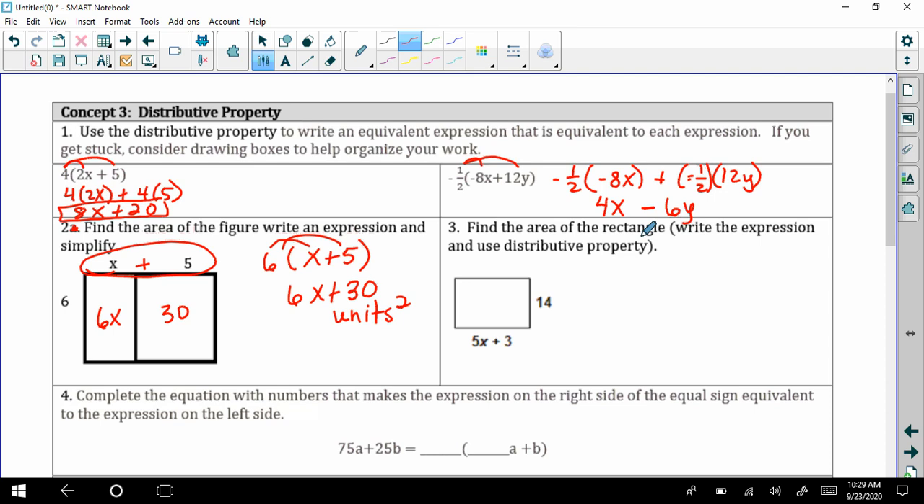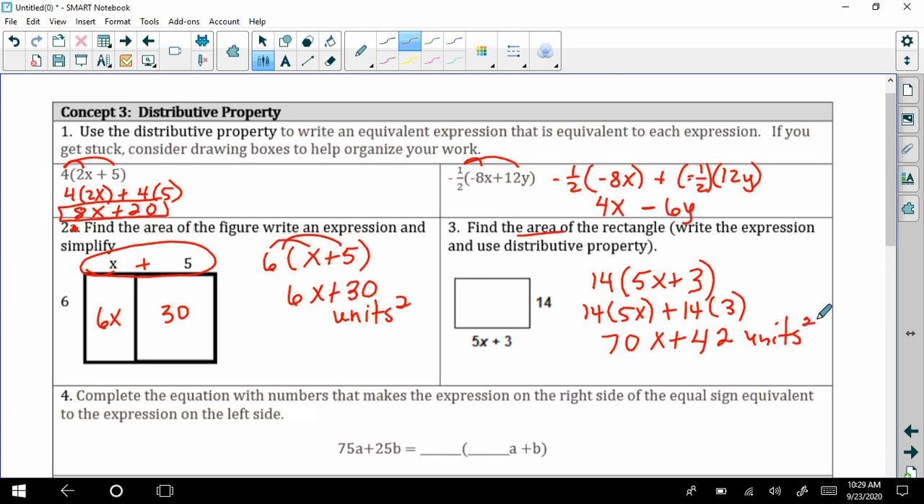Find the area of the rectangle. Again, it's going to be area, so units squared. It would be 14 times 5x plus 3. So 14 times 5x plus 14 times 3. 14 times 5x, that gives me 70x, plus 14 times 3 is 42. And this is going to be units squared as well.